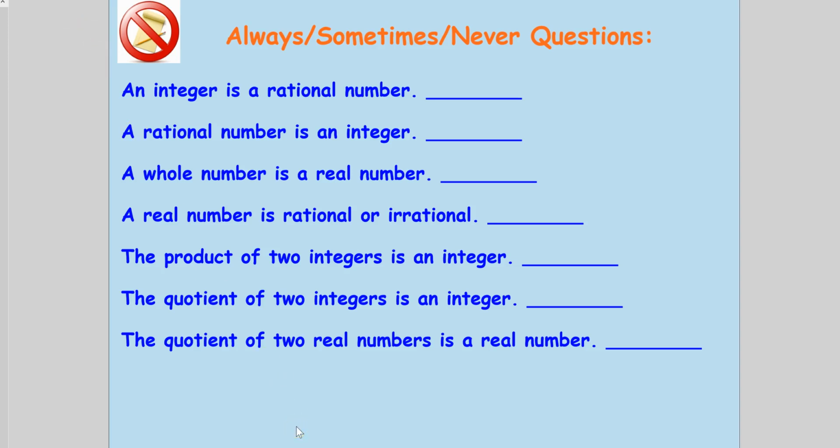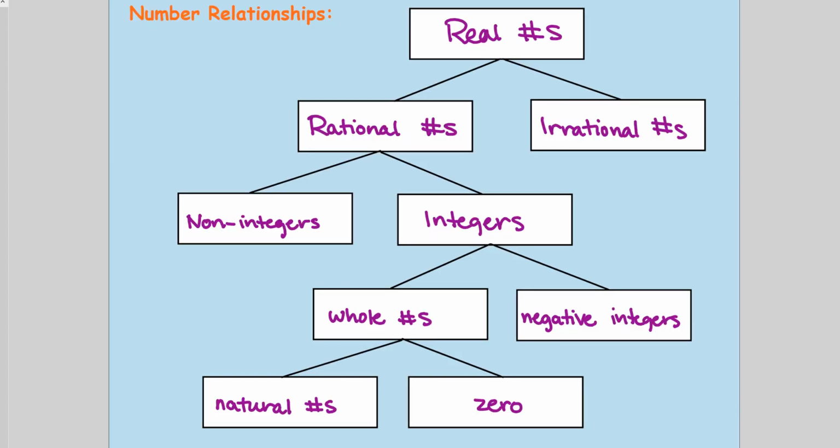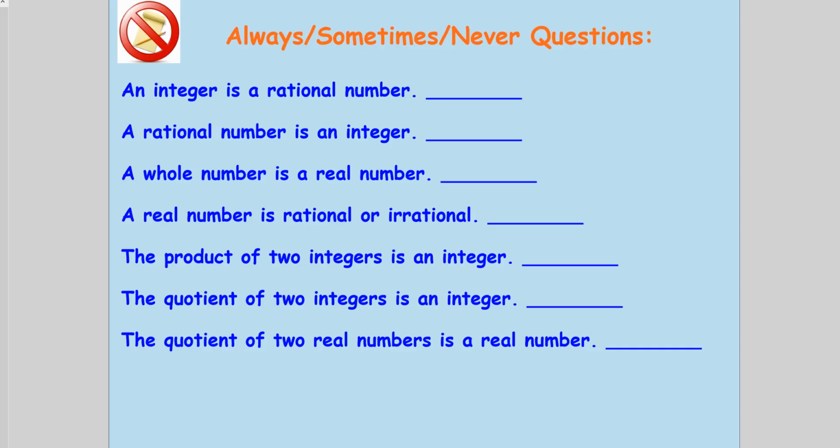Okay, I have some always, sometimes, and never questions. And so we're going to think these through and think about whether we should say always, sometimes, or never. You do not need to write these in your notes. An integer is a rational number. Can you take an integer and write it as a ratio of one integer over another? And if you look back at the tree diagram, are integers under rational numbers? They are. So, an integer is a rational number, always.